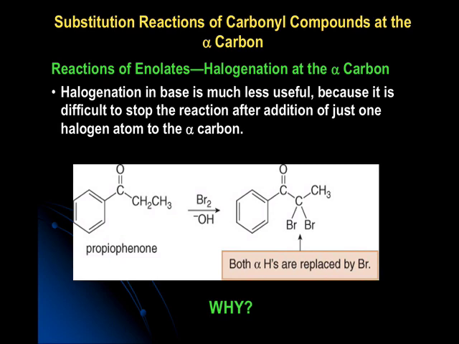Now, when we look at the halogenation of the alpha carbon under acid, when we took chlorine and a ketone and HCl, we got a single substitution of a hydrogen for a chlorine. However, under these conditions, we end up getting both hydrogens replaced by bromine. Can you explain to me why? What's different?